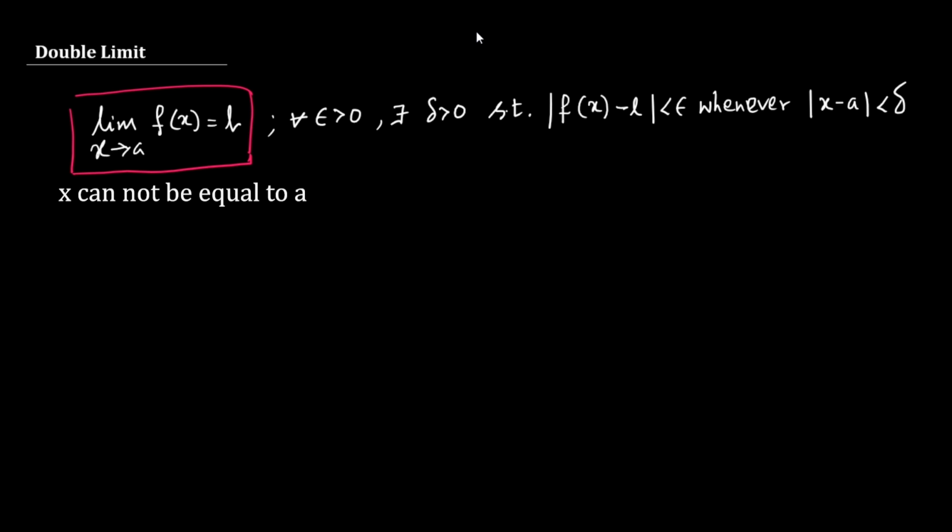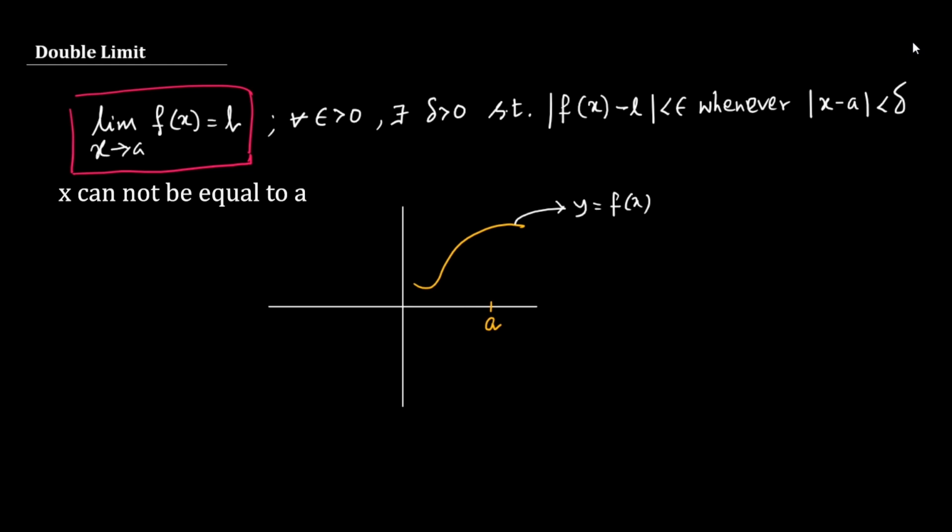Let us consider a curve y equals f(x). Let us consider a function y equals f(x). It will geometrically be a curve like this. Let this be my y equals f(x). Let this point be x equals a, and let this be my L, y equals L or f(x) equals L. Now let us try to understand what this definition geometrically means.